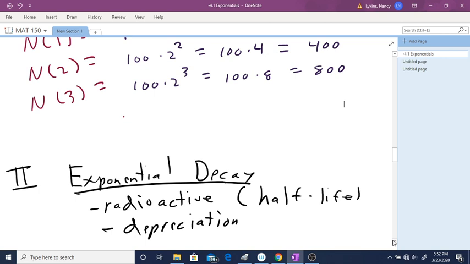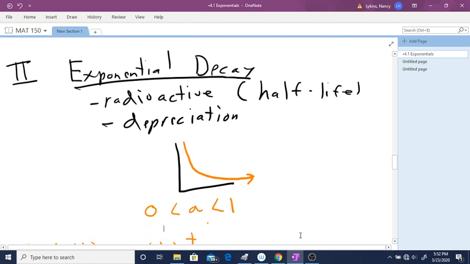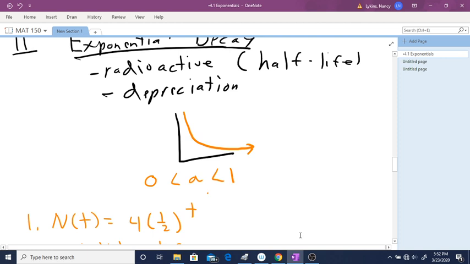Now, the depreciation also is opposite of growth. So what I mean by opposite is if I look at the curve on the graph, it starts off very high at the top of the y-axis and it curves all the way down to the x-axis. It never crosses it though. Now the growth factor, or the decay factor in this case, is going to be between 0 and 1. So that means you're talking about decimals and fractions. So that gives you an idea of an exponential decay part of this.